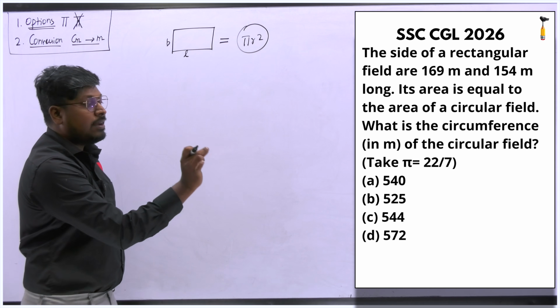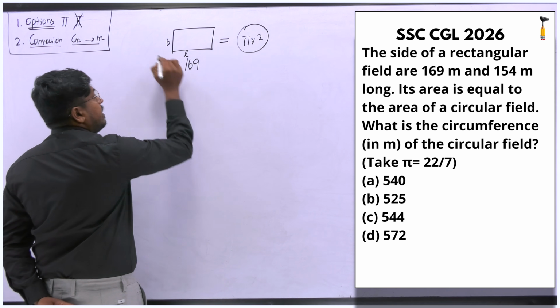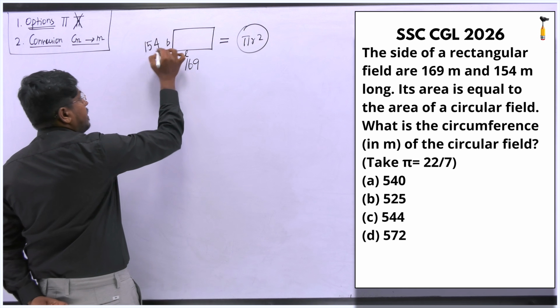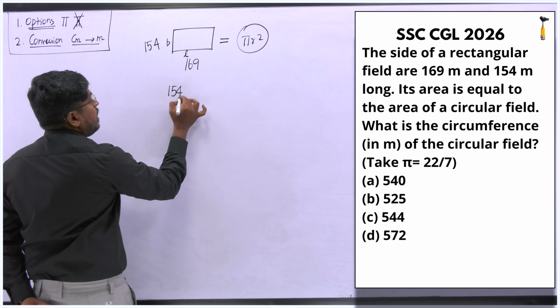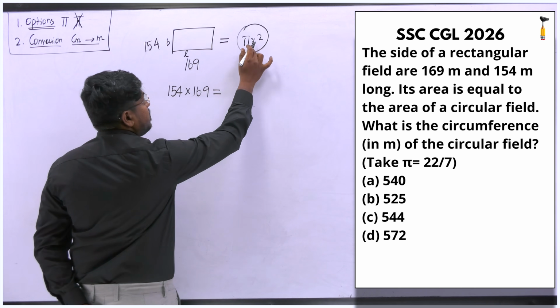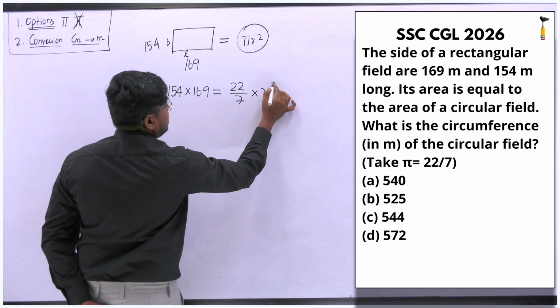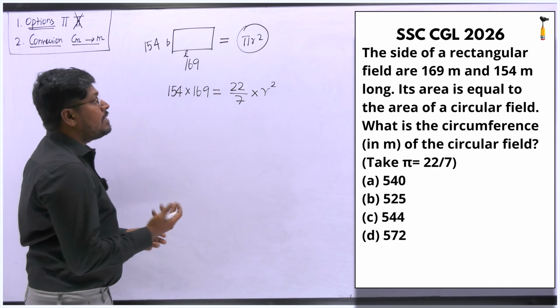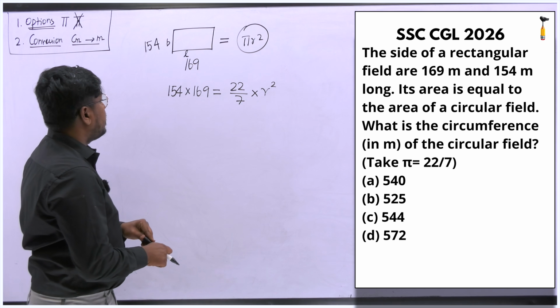The sides of the rectangle, 169 and 154. So 169 will be the length and 154 will be the breadth. So length into breadth, right? So 154 into 169 is the area of the rectangle, which equals the area of the circle, 22 by 7 r square. Actually, we have to find the radius here by using these values. So now we can find all the values here.